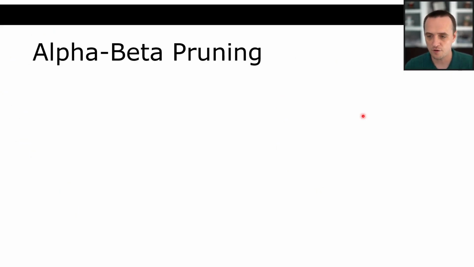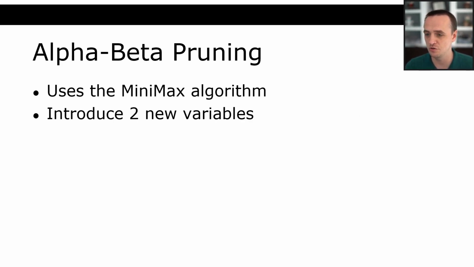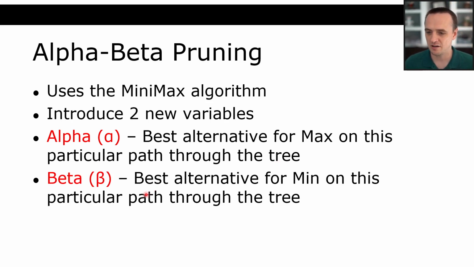So AlphaBeta pruning is going to be applied to the MiniMax algorithm. And the way we're going to do it is to introduce 2 new variables. Who can guess what those 2 new variables are going to be called? Right? Alpha and beta. So alpha is the best alternative for max on this particular path through the tree. Okay? So alpha was that greater than or equal to 2 that we were looking at. Beta is the best alternative for min on this particular path through the tree.